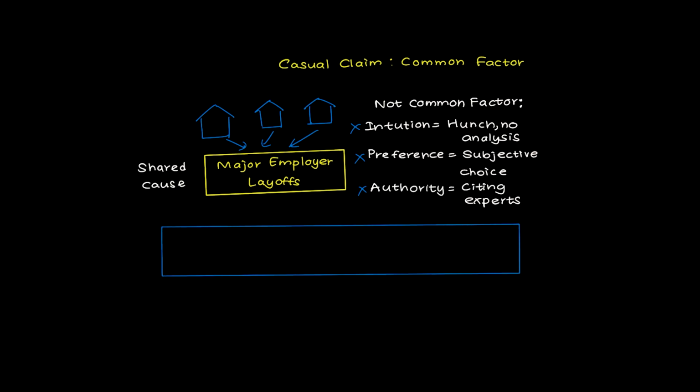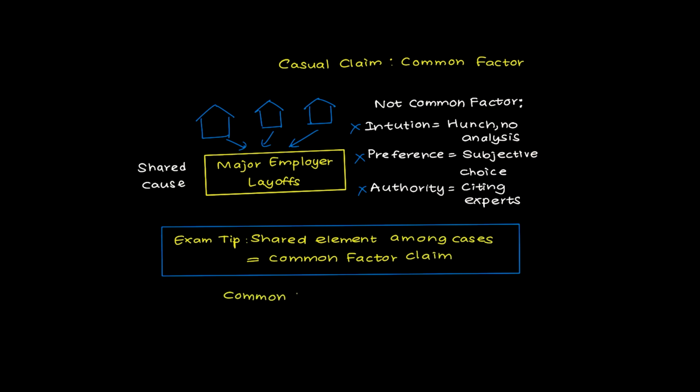Here's a WGU D265 OA exam tip for you. When someone identifies a shared element among affected cases to explain causation, they're making a claim based on common factor. Quick recall hook: common factor claim equals same cause across cases.